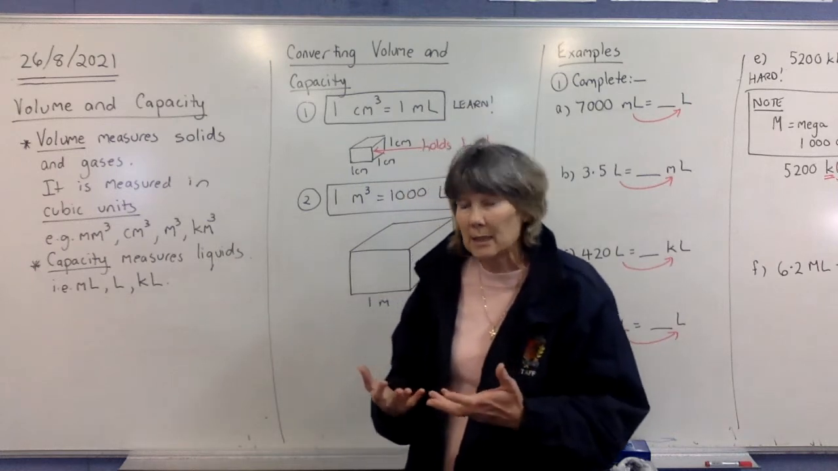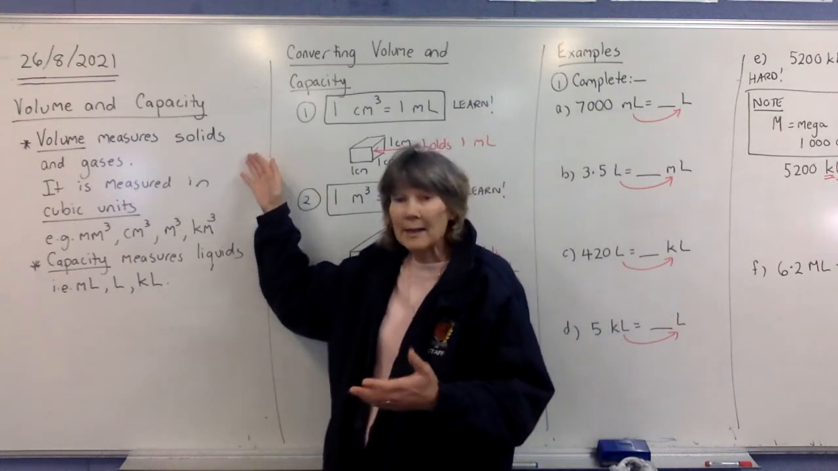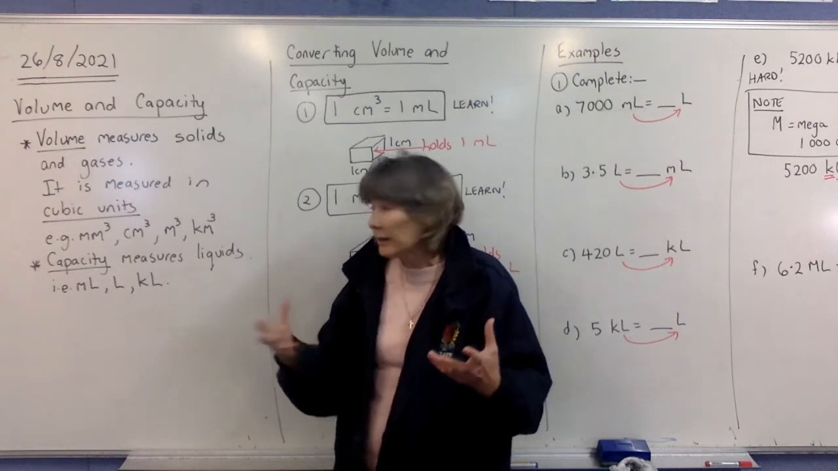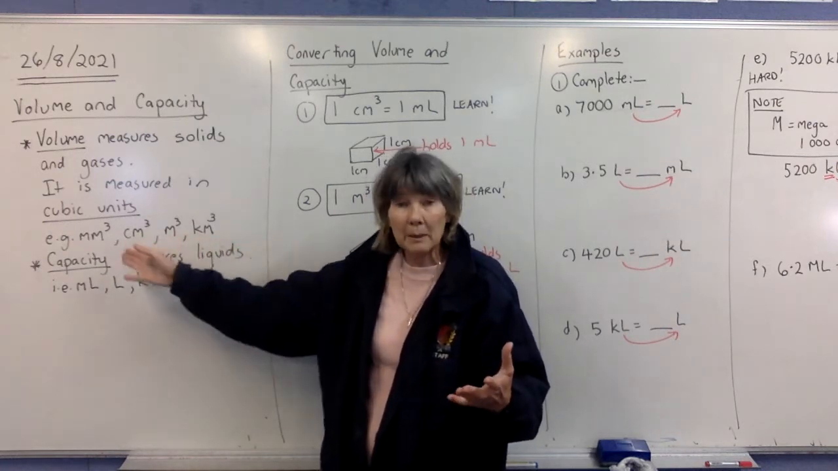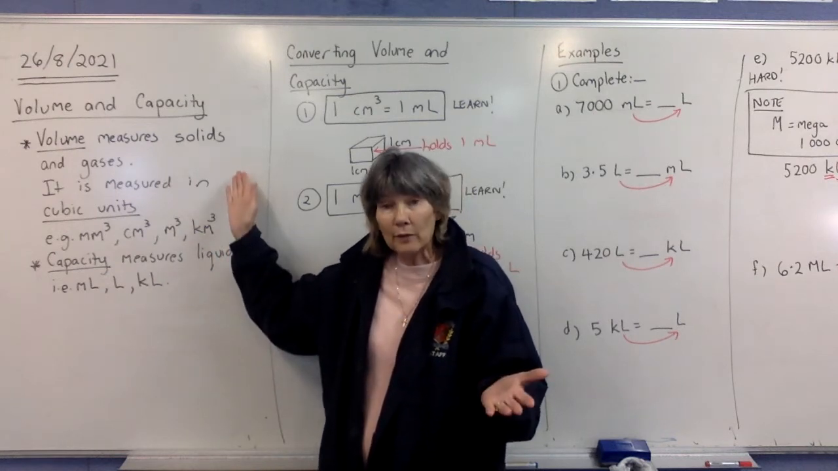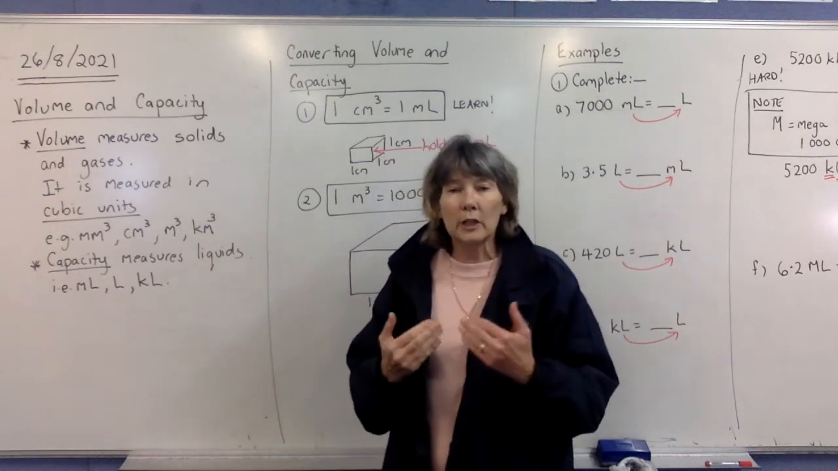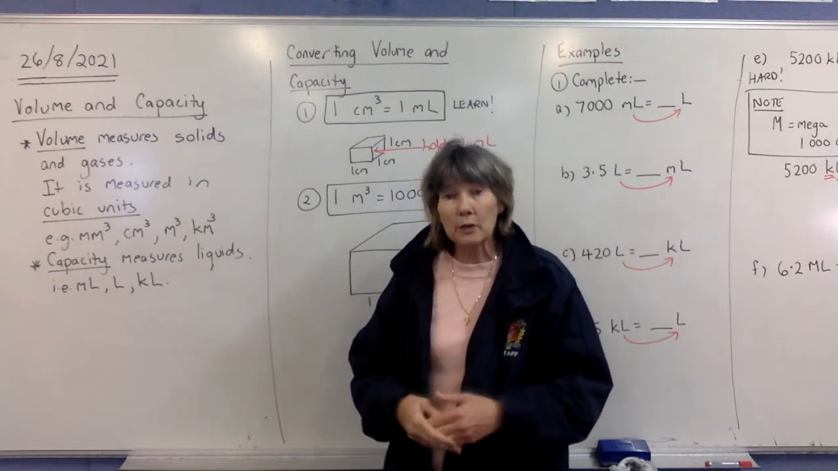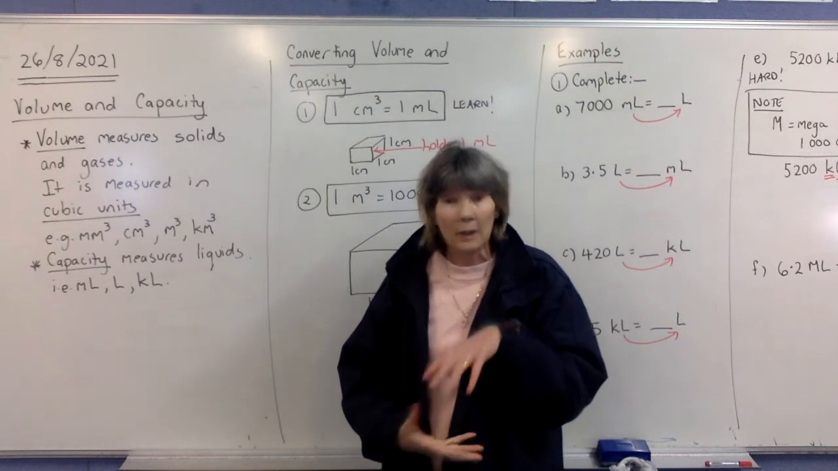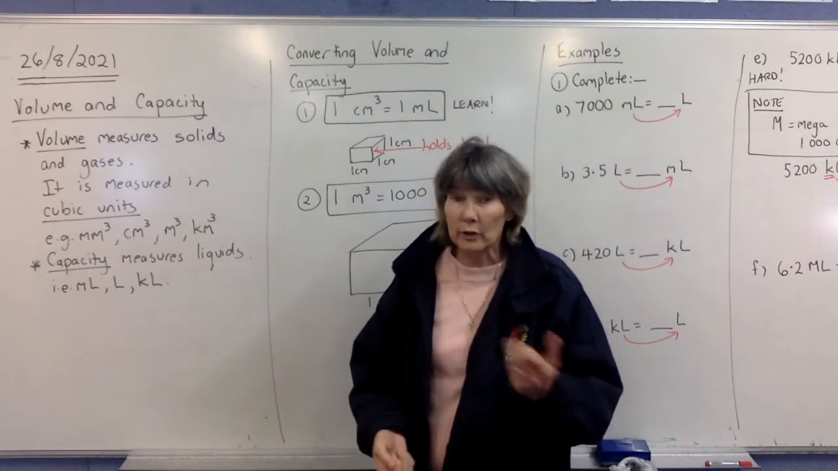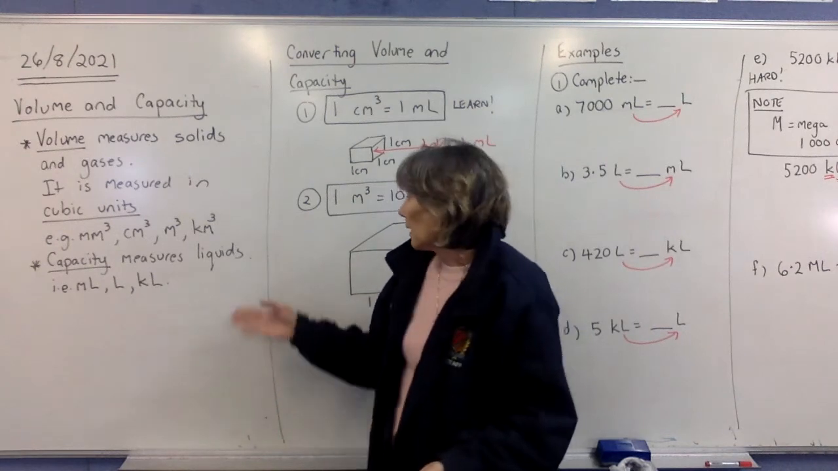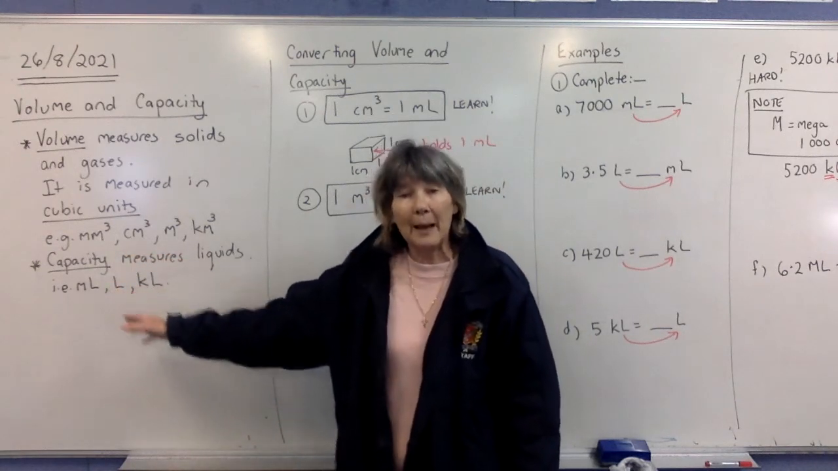Those things are gases. So if we're looking at a gas in a room or in an enclosed container, or a solid, I would be looking in millimetres cubed, centimetres cubed, metres cubed or kilometres cubed. And we call that volume. But when we go to liquids, we're actually measuring in millilitres, litres and kilolitres inside that container. You just have to go into the fridge and have a look at the juice or the milk. It's all in millilitres or litres. Okay, so we call that capacity.